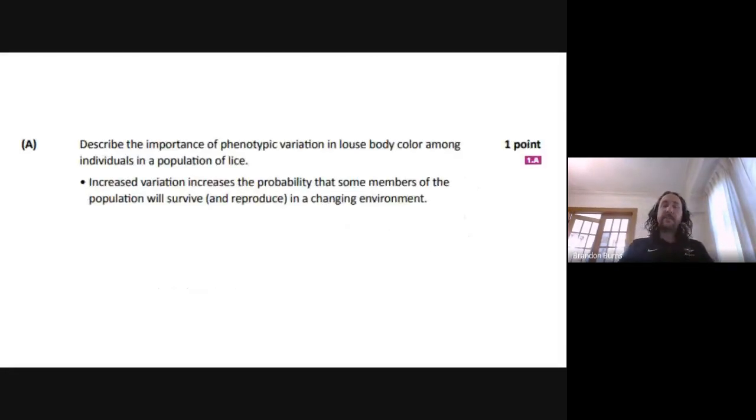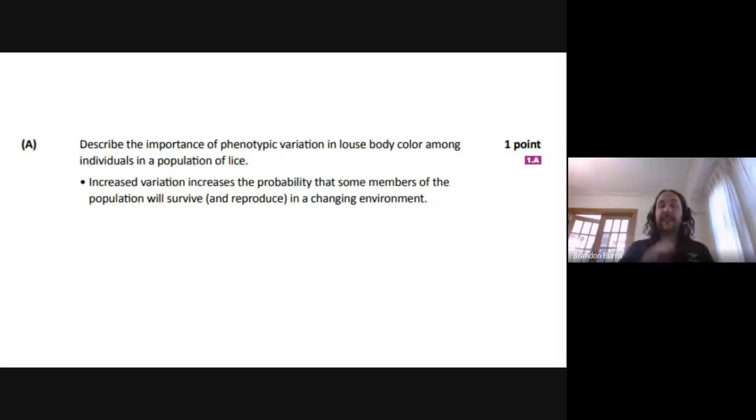The first one describes the importance of phenotypic variation in louse body color among individuals in the population of lice. You don't have to know anything about lice to answer this. What are they asking? They're asking what's the benefit of physical variation in a population, any population. So this goes back to the basics of natural selection that we've kind of been talking about throughout the year.